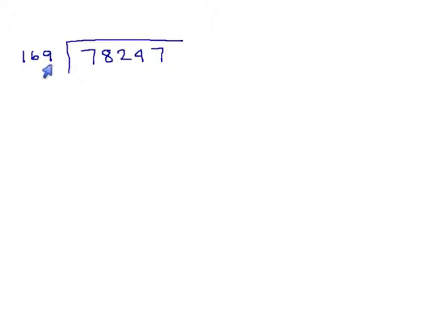Okay, so 169 into 7 won't go, into 78 won't go. 169 will go into 782. I think it's going to be 4 times. 169 times 4. Of course, you do this on a calculator if you can, but I want to do this so that you can just be reminded what I'm doing. Carry 2. 4 times 1 is 4 plus 2 is 6. Yeah, 676. And I know one more time won't go, but I'll try it just for grins.